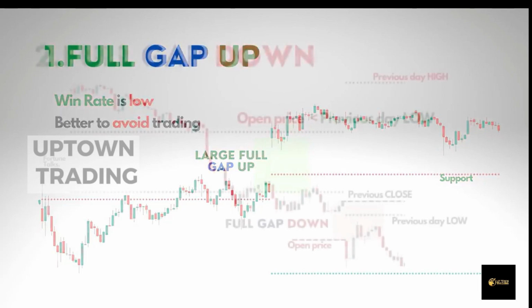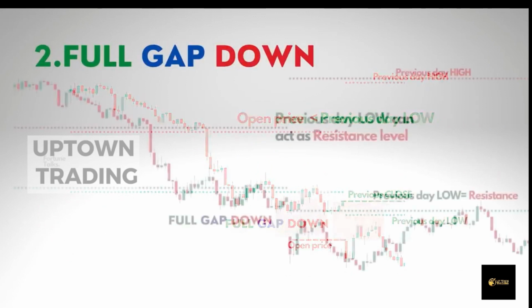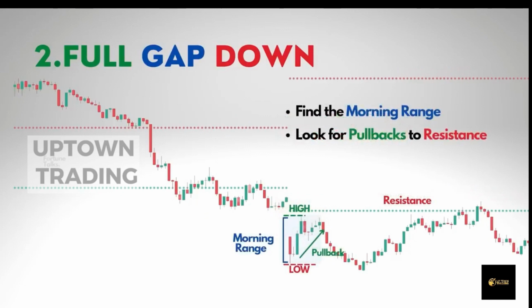Moving on, let us talk about a similar case, but it is about a full gap down. That is, the price opened below the previous day's low. In this case, the previous day low will act as a resistance level where there could be potential sellers coming in and pushing the price lower. So in our approach, we will wait for the first hour so that the volatility cools down, and then we look for a pullback of the prices back to the previous day low, which is a potential resistance level.